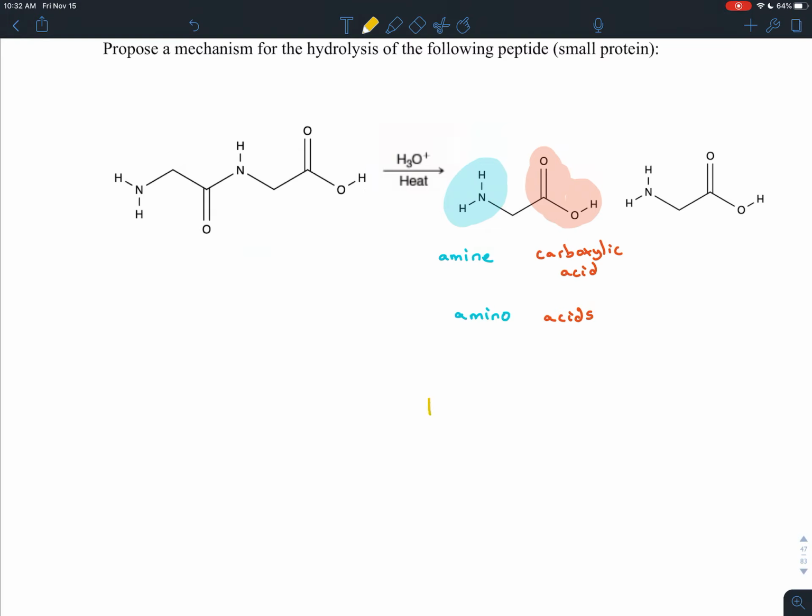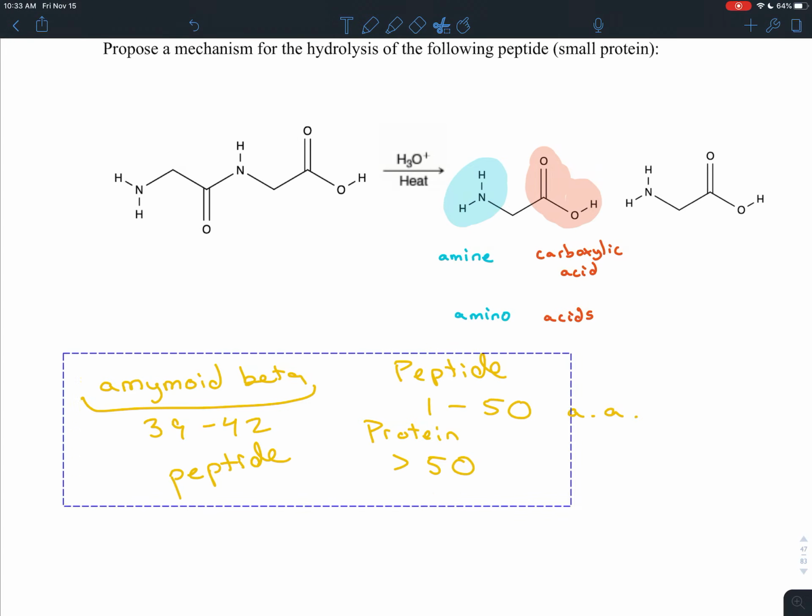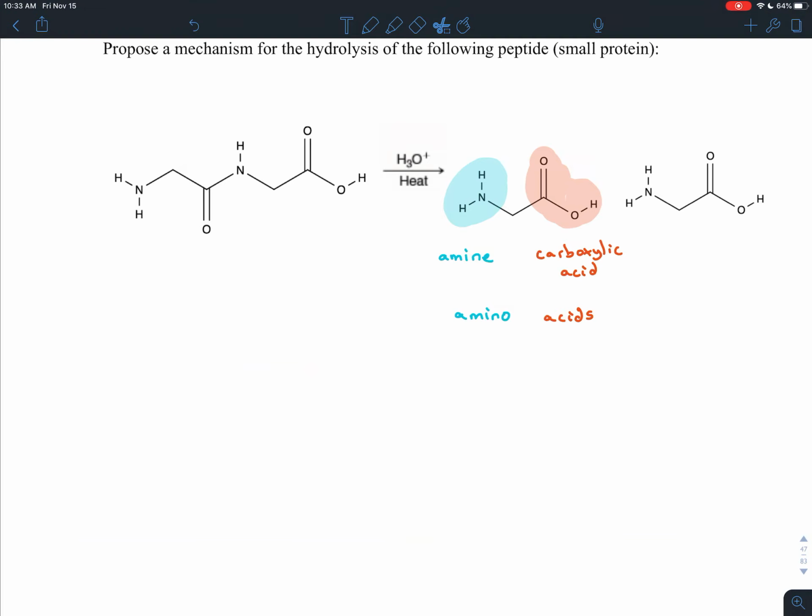As a rule of thumb, if you have a chain between 1 and 50 amino acids, it's called a peptide. And if you have over 50, then it's called a protein. Now, that's not a hard and fast rule. You'll definitely see exceptions to that, but that's a general rule. So, for example, the 39 amino acid chain that's implicated in Alzheimer's disease, amyloid beta, it's between 39 and 42 amino acids long. That is called a peptide. But something like hemoglobin, which has hundreds and hundreds of amino acids, that's a protein.